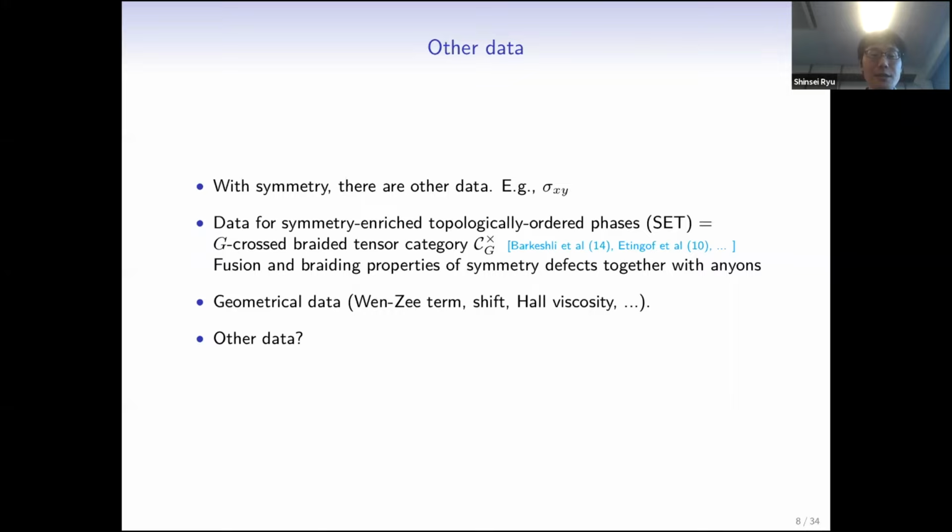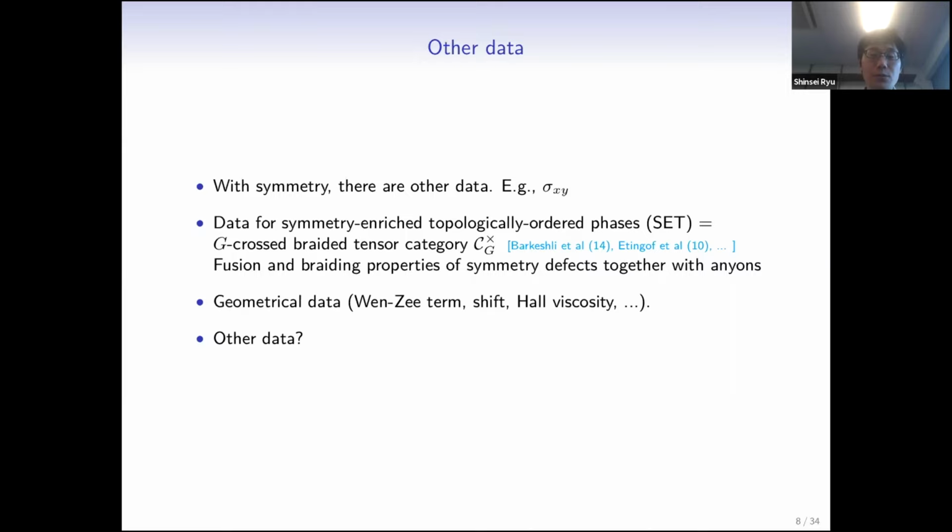Such characterization is discussed in these papers. That describes the fusion and the braiding in the presence of symmetry defects. So symmetry defects, we should be able to treat as a kind of addition to anyons, and then we have some similar rules we just discussed. But I won't go much into this SET, symmetry enriched topological order phases.